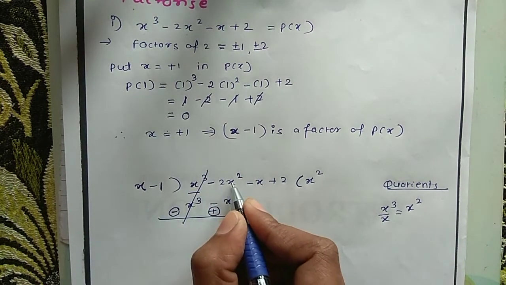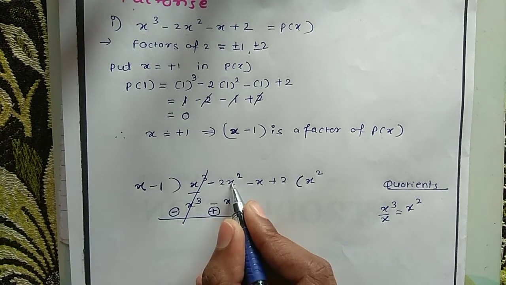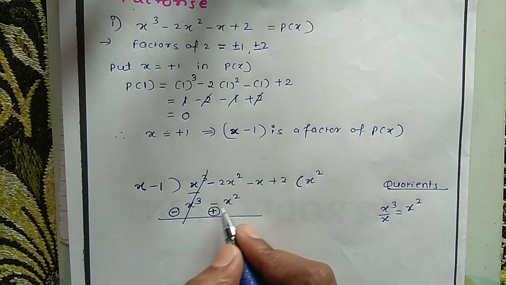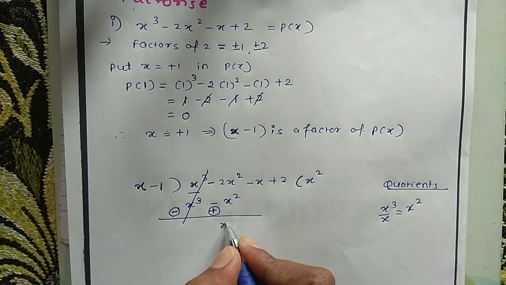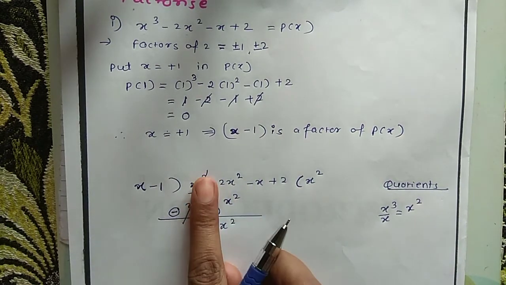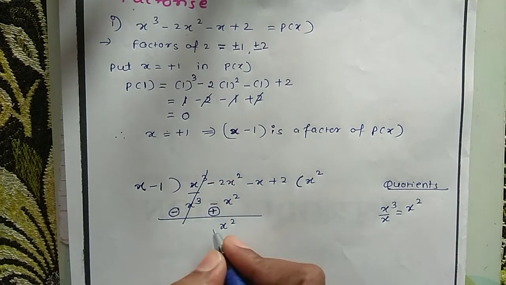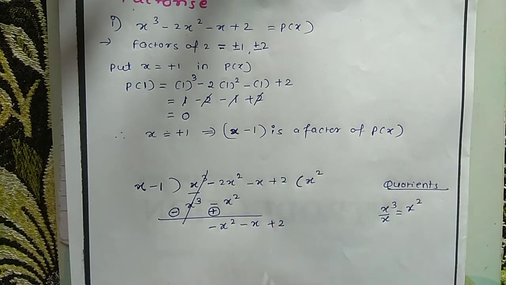Next, minus 2x square plus x square. This will hold the new sign. So minus x square plus x square. Plus minus will be minus. So 2x square minus 1x square. Both are like terms, so we can subtract. So x square will remain, and just see which is the greater coefficient here. 2 is the greater coefficient, so its sign we will give here. Next, minus x plus 2 we will bring down.